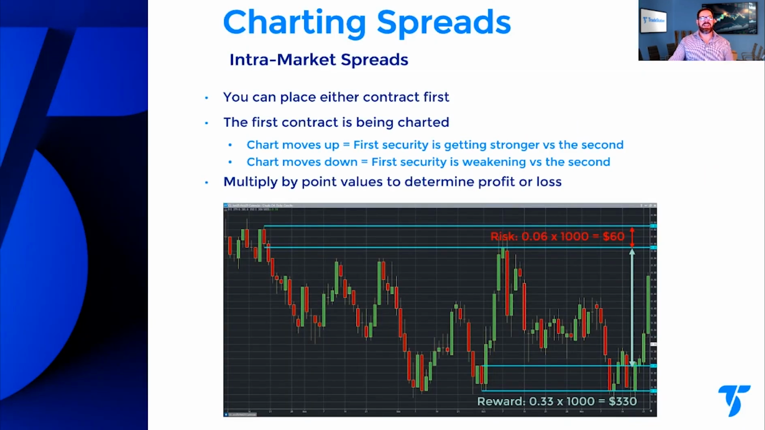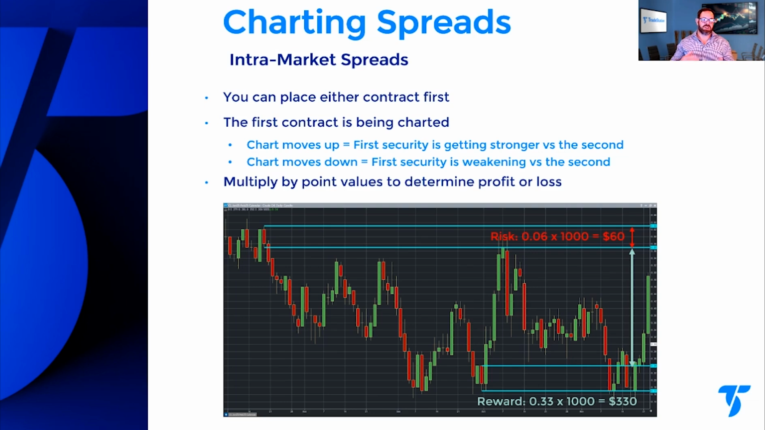So charting intra-market spreads, that one's, again, a little bit easier because it's the same security, just different months. Exact same security though. Either one can be put first. It doesn't matter. But typically, a lot of people will put whichever one they're buying first. So if it's the front month, then that's a bull spread. You're buying the front month, selling the back month. If it's a bear spread, well, then you're buying the back month. You can put that one first on the chart.